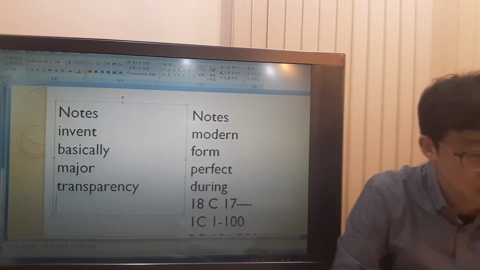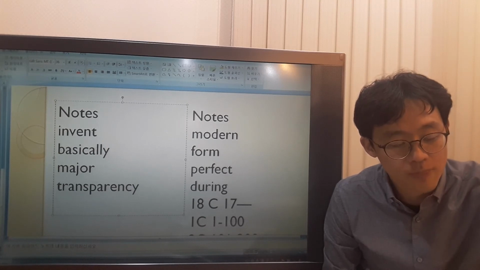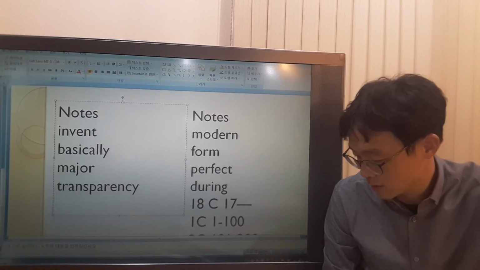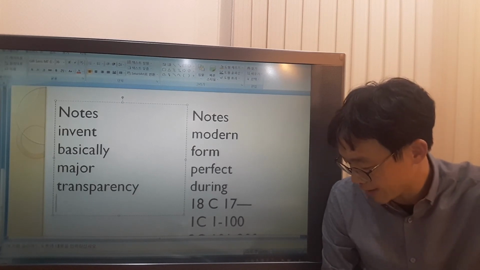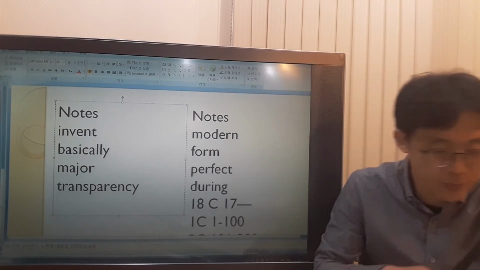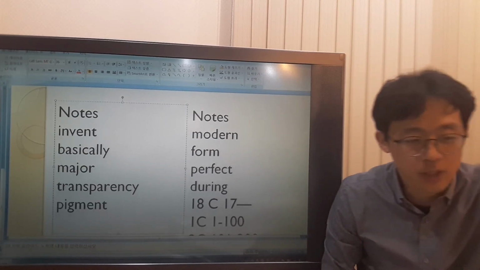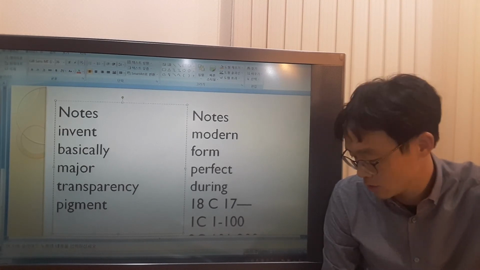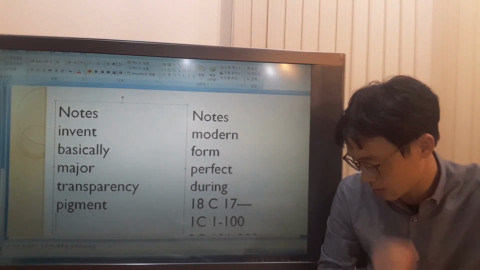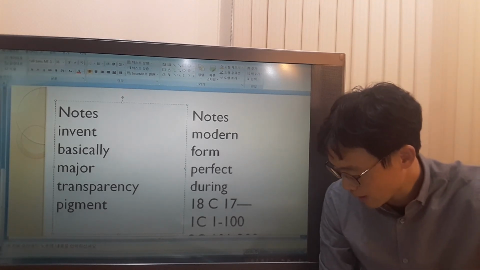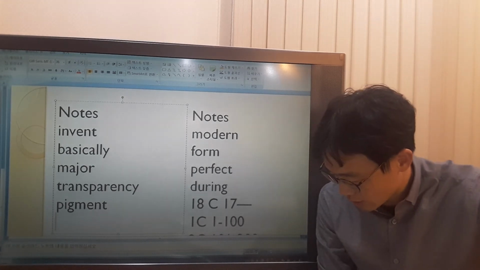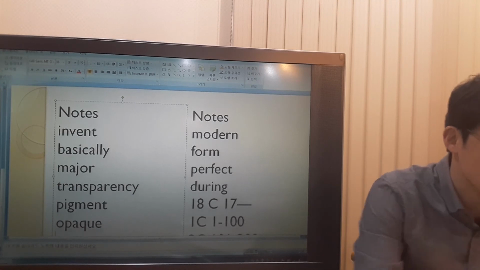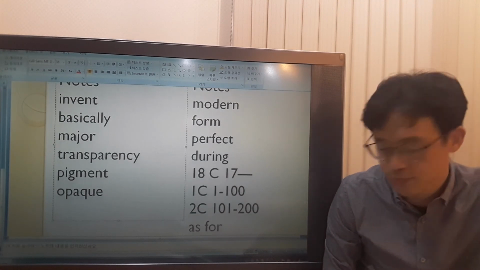Transparency. What is this? Transparent means if an object or a substance is transparent, you can see through it, okay? The pigments in oil paints are opaque. The pigments, what's a pigment? Pigment is a substance which gives color to another substance, alright? The pigments in oil paints are opaque. What does that mean, opaque? Opaque means you can't see through it. It's the opposite of transparent, okay?